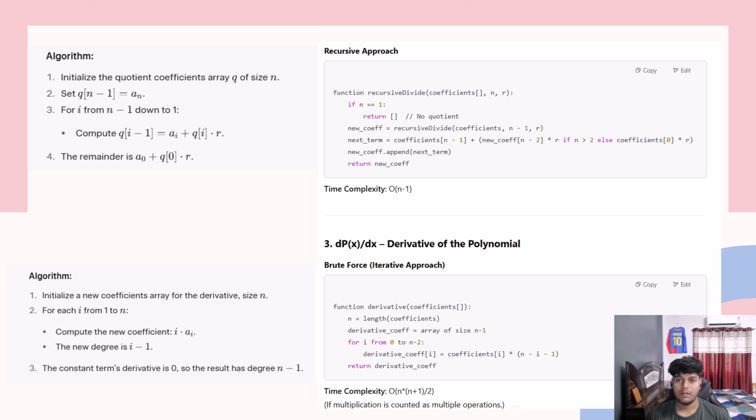For example, the derivative of 3x^3 + 2x^2 + 5x + 1 is 9x^2 + 4x + 5, computed directly by multiplying each coefficient by its exponent and reducing the power. This method is straightforward and efficient, especially for symbolic computation tools. So this question is finished and we have written all the algorithms and even the pseudocode for each and every operation.